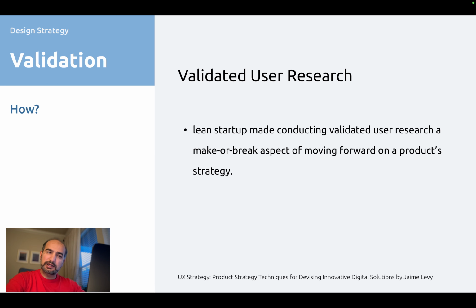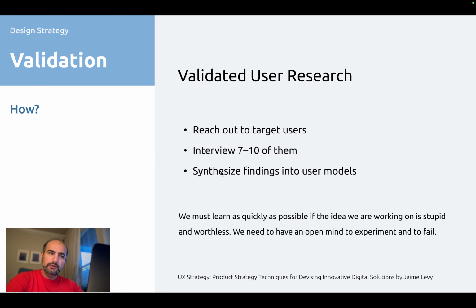That's the reason Lean Startup tells us that to begin a project, do research. Validated user research would help you to validate your assumptions, basically. It's a make or break aspect of moving forward on a product strategy. So how to do that? It's easy. It's one day of work, which could save us tons of hours, money, resources, and everything.